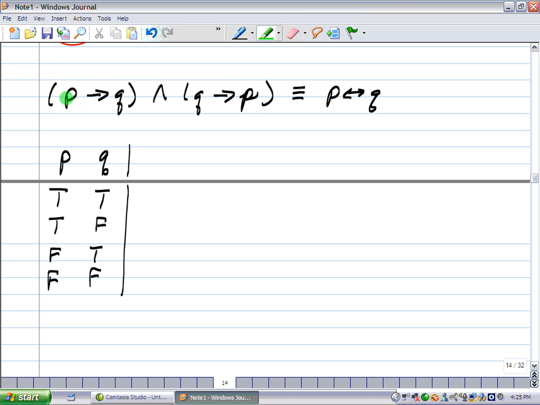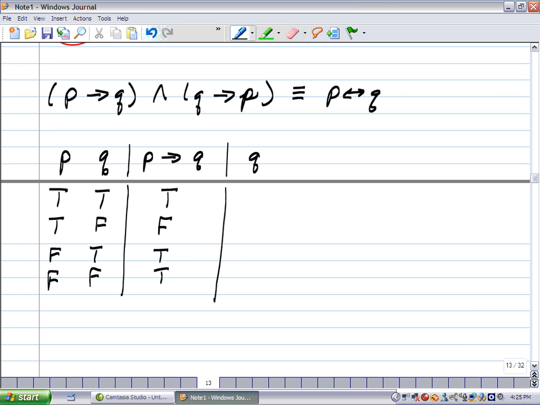We need to figure out what's in this parentheses, then what's in this parentheses, and then we can do the answer. So we've got to figure out what P implies Q is. True implies true. It's true. True implies false. Remember, that was the only one that was false. False implies anything is automatically true.